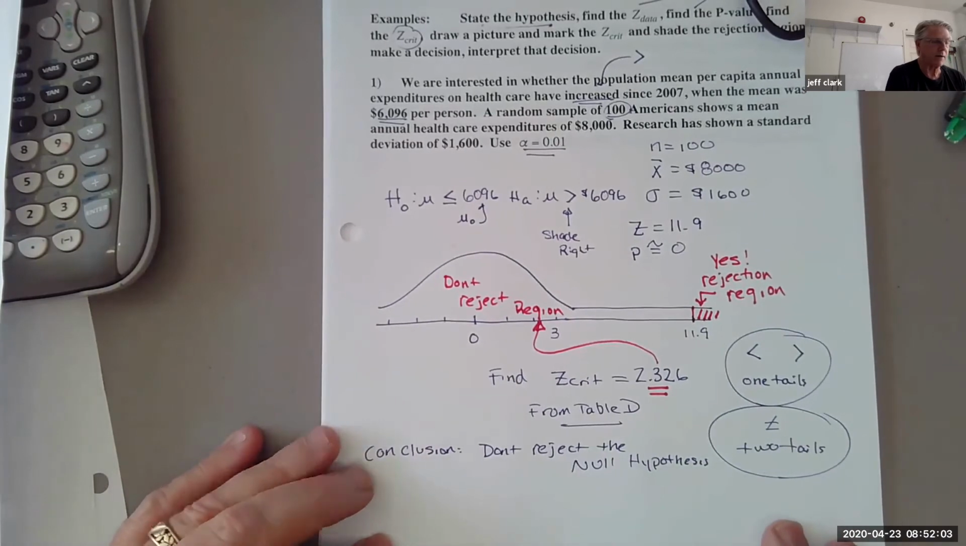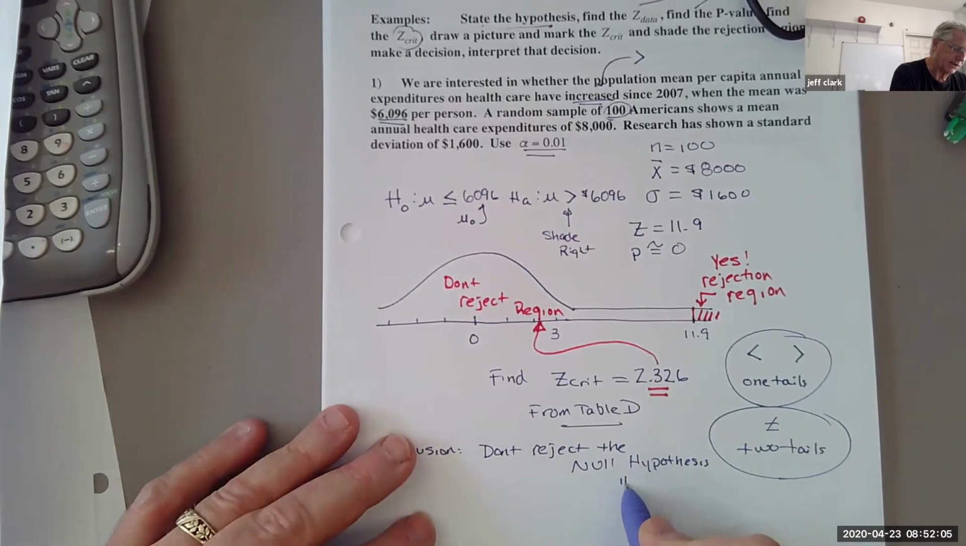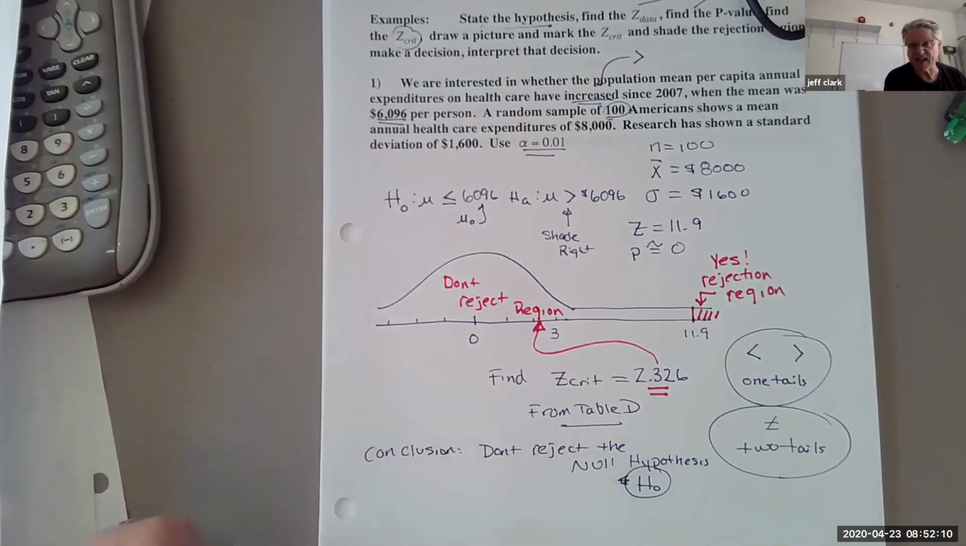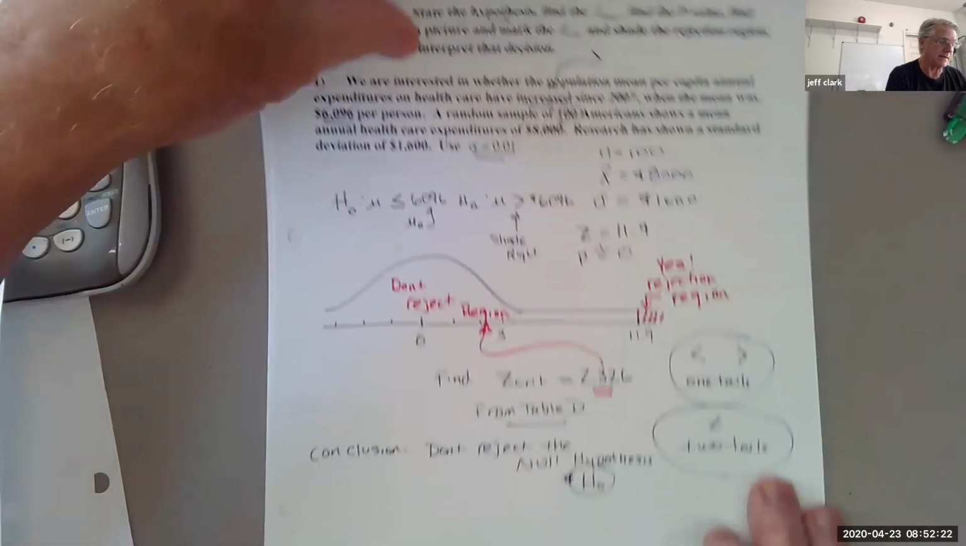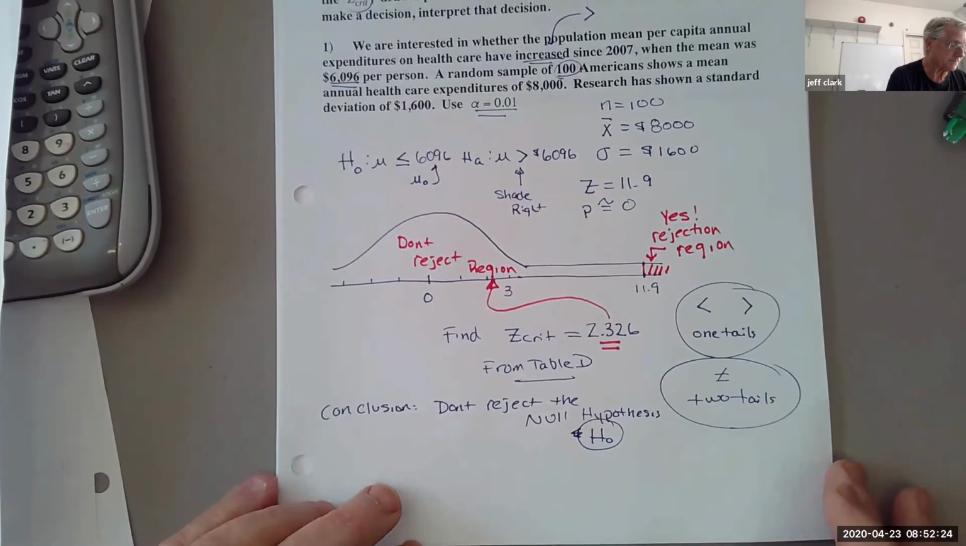Don't reject the null hypothesis, or H sub naught. You could have used that one, or even sometimes we just say, don't reject the null, period. We don't have to have the full hypothesis in there. All right, so now what's that telling us?